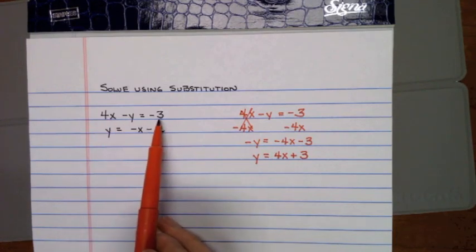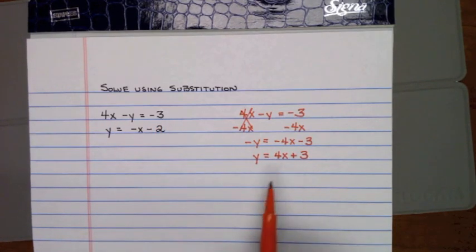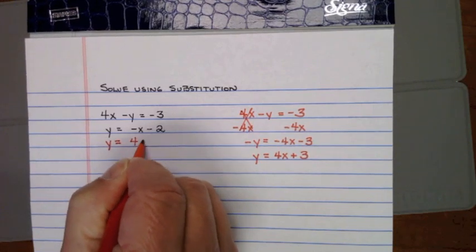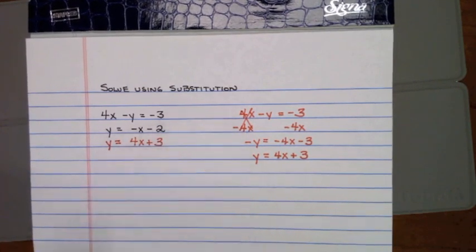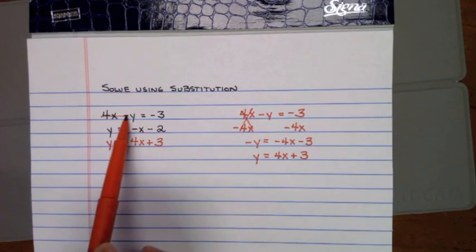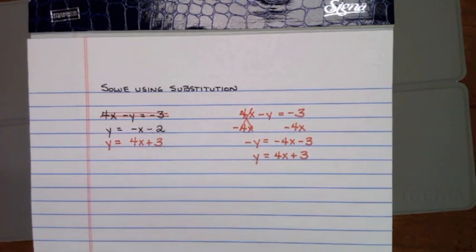This one happened to be in standard form. I just changed it to slope-intercept form. So what I'm going to do is write this one below it. And this is the one. These are the two equations I'm going to use. I'm not going to use this one anymore because it wasn't in the right order.